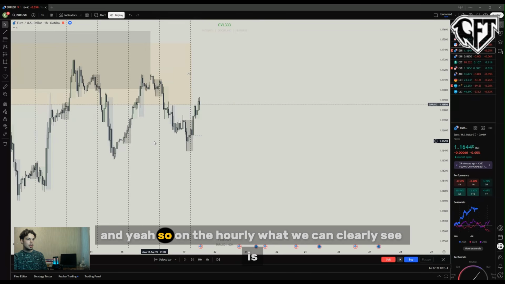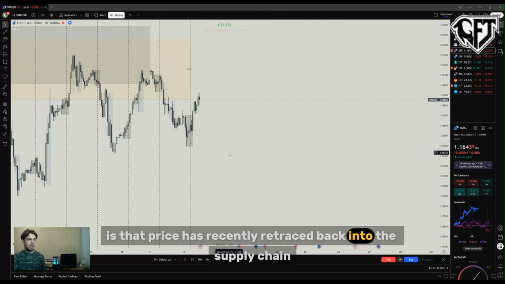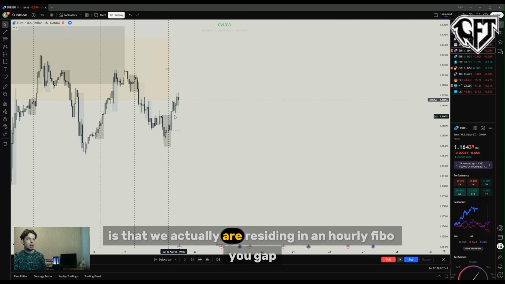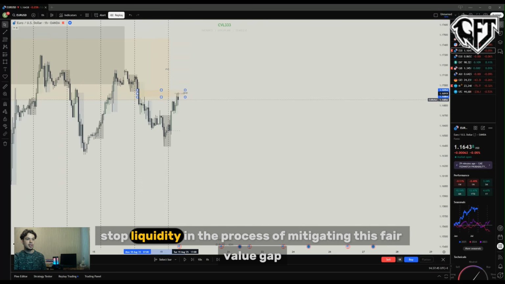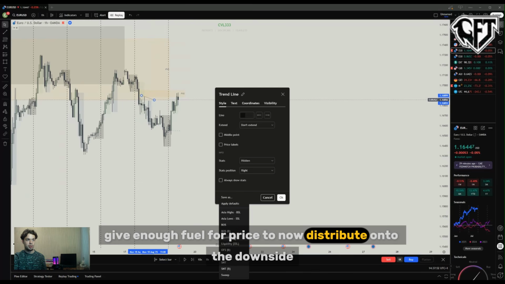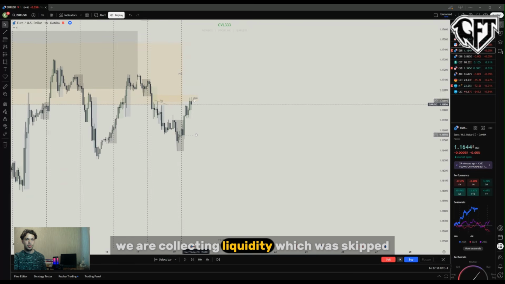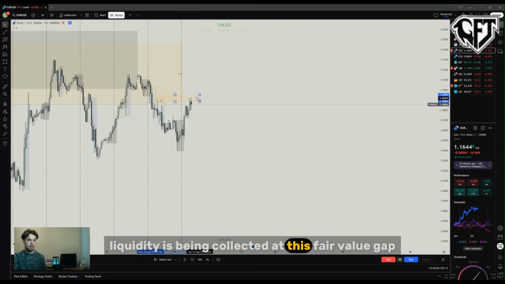And yeah, so on the hourly, what we can clearly see is that price has recently retraced back into the supply chain. And what we can clearly see is that we are residing in an hourly fair value gap. And what we can also see is that we have ran some buy stop liquidity in the process of mitigating this fair value gap, which could give enough fuel for price to now distribute onto the downside, as obviously when we fill in an efficient price zone, we are collecting liquidity which was skipped. So liquidity is being collected at this fair value gap.